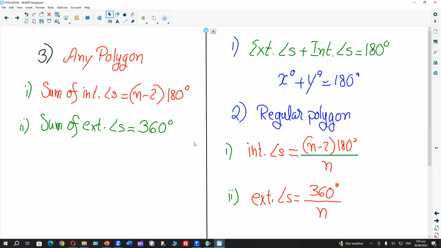Exterior angle plus interior angle is equal to 180. A regular polygon has a formula: interior angle is equal to (n minus 2) into 180 divided by n, where n means the number of sides. And for any polygon, there are two formulas. So you have to copy this screen also.